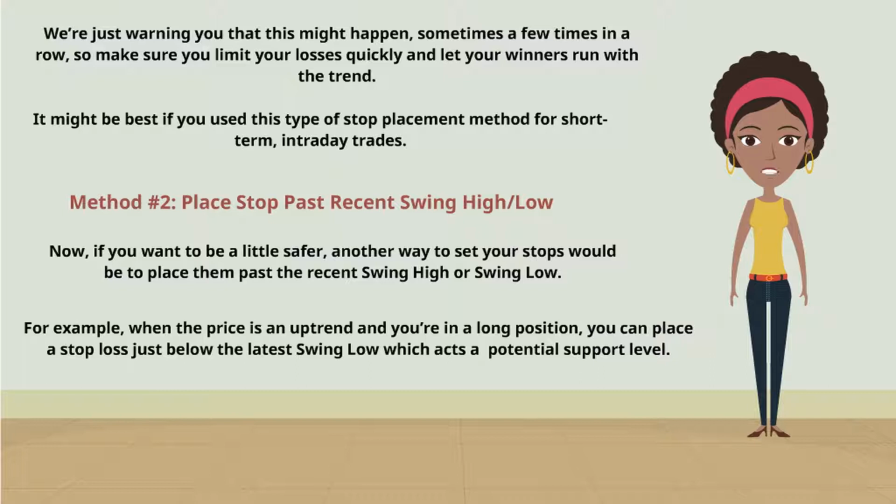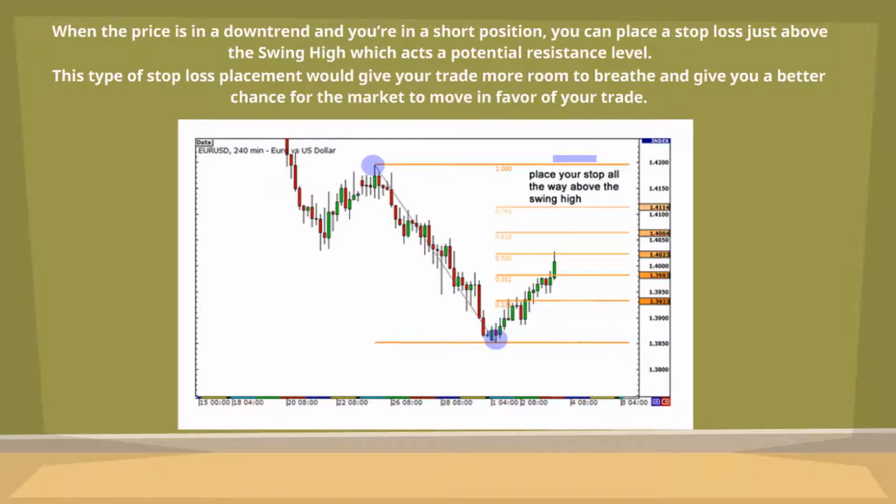Method 2 is place stop past recent swing high or low. Now, if you want to be a little safer, another way to set your stops would be to place them past the recent swing high or swing low. For example, when the price is in an uptrend and you're in a long position, you can place a stop loss just below the latest swing low, which acts as a potential support level. When the price is in a downtrend and you're in a short position, you can place a stop loss just above the swing high, which acts as a potential resistance level.